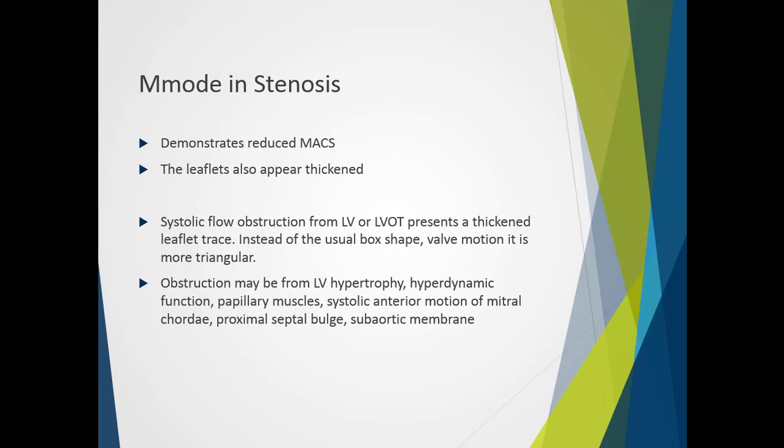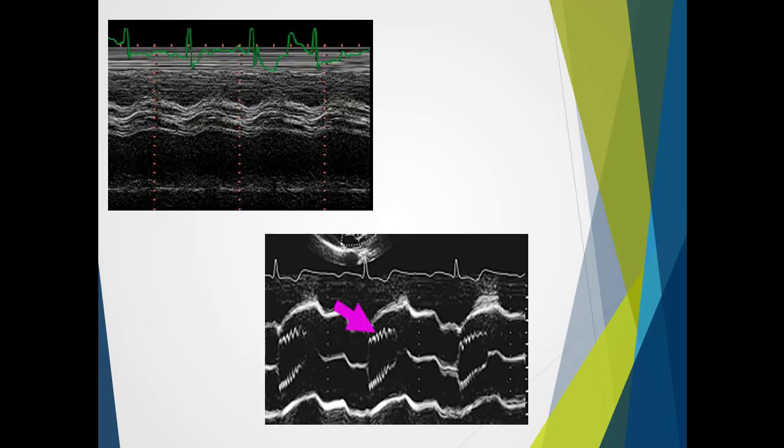Obstruction may be in the form of LV hypertrophy, dynamic function, the papillary muscles getting in the way of flow, systolic anterior motion of chordae, proximal septal bulge, or subaortic membrane. These features are seen in M-mode. As systole continues, the obstruction increases. The velocities increase, but the amount of flow actually decreases. And here we can see our examples with M-mode.